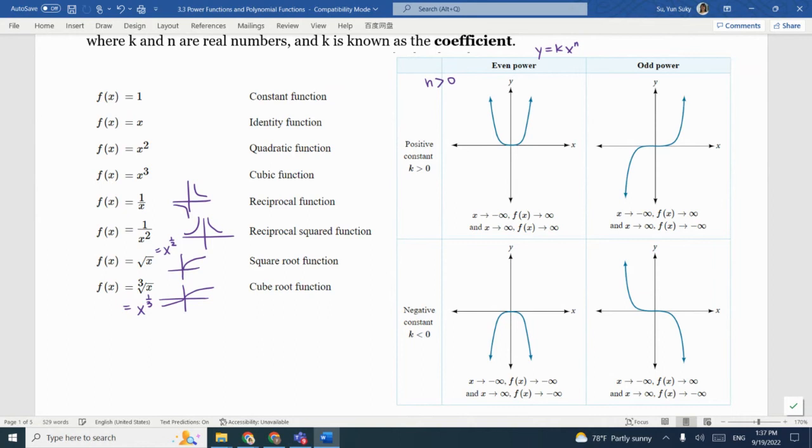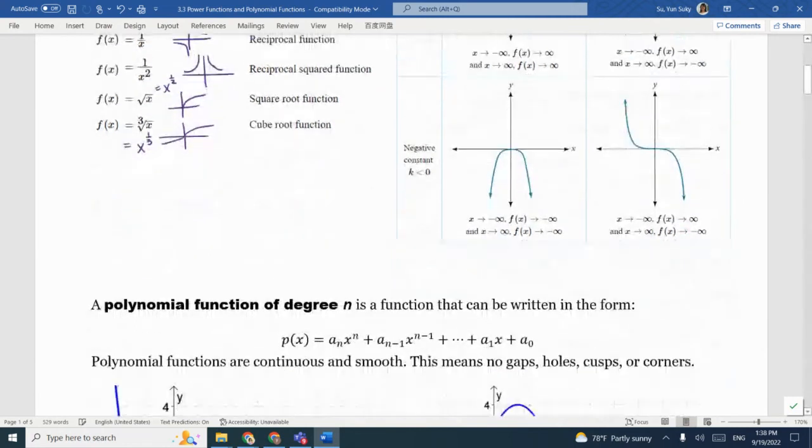So here, when x goes to infinity, y goes to infinity. When x goes to minus infinity, y also goes to infinity, right? In this picture, when x goes to infinity, y goes to infinity. When x goes to negative infinity, y goes down to negative infinity, right? And here, no matter whether x goes to infinity or minus infinity, y goes to negative infinity. And here, x goes to infinity, y goes to negative infinity. x goes to negative infinity, y goes to infinity. Right, everybody? So you draw the picture, and the picture will tell you what the end behavior is.